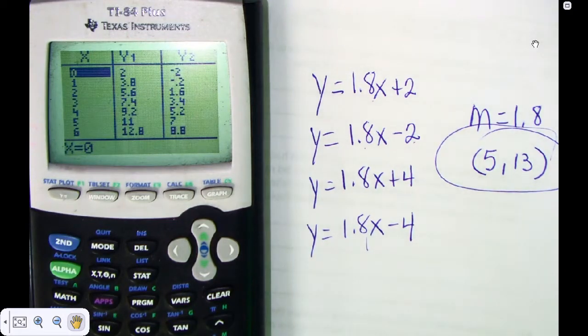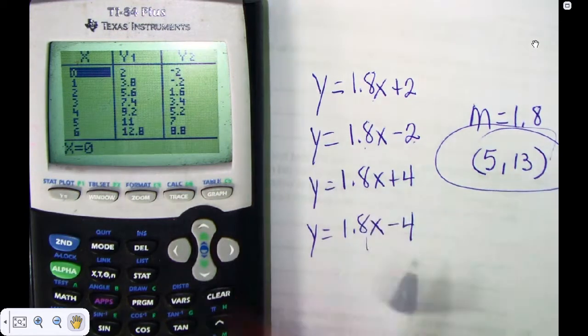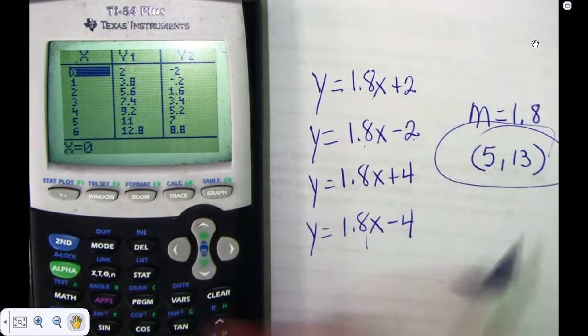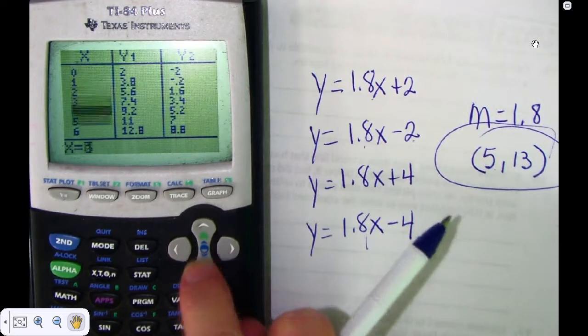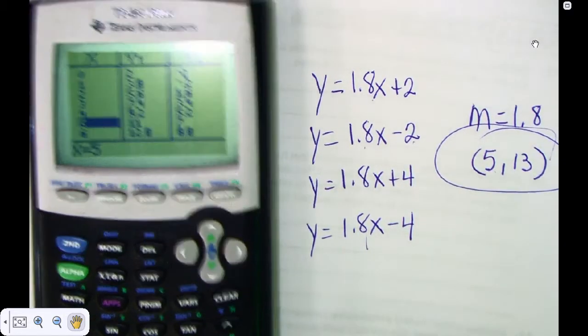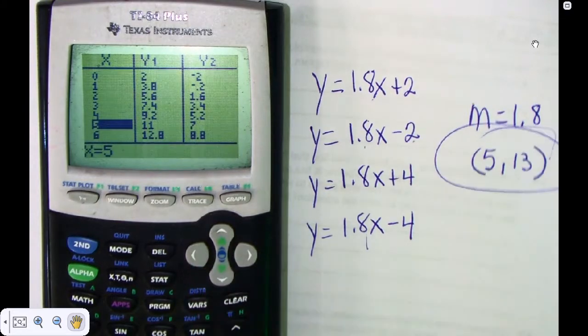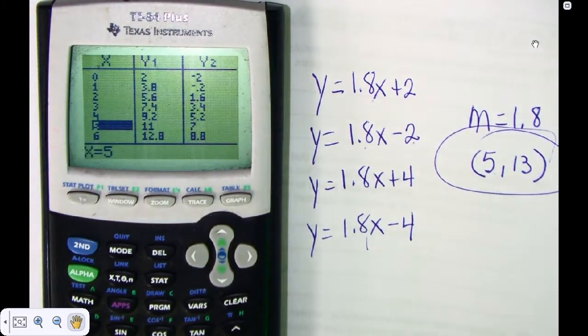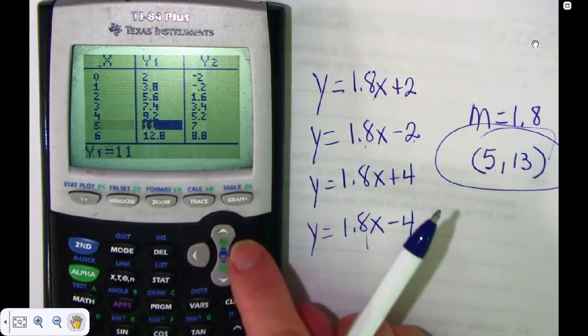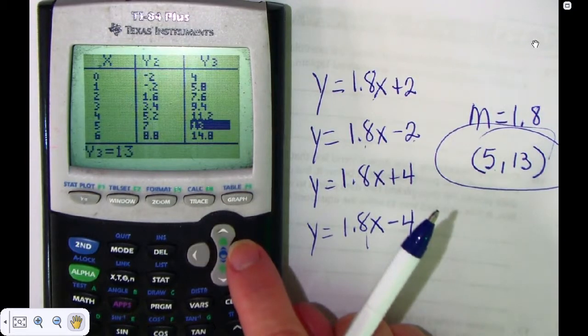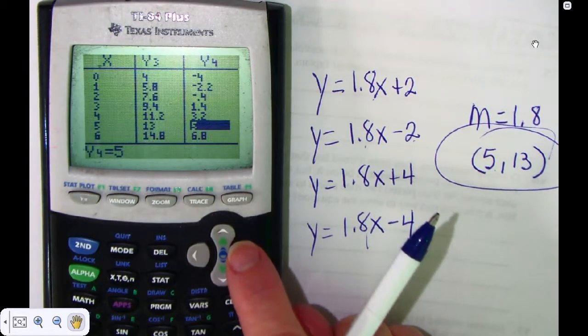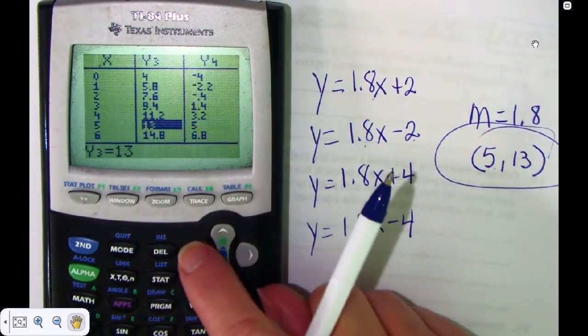Every period. Now, we need X to be 5. So I'm going to scroll down to where X is 5. Arrow down. It's really called toggle. You toggle down. Okay. Now we're going to go over. I'm going to scroll over, toggle over, until I see 13 in one of the Y columns.